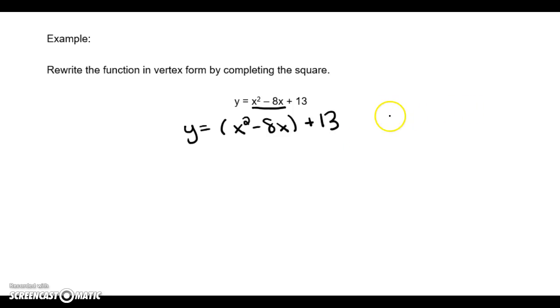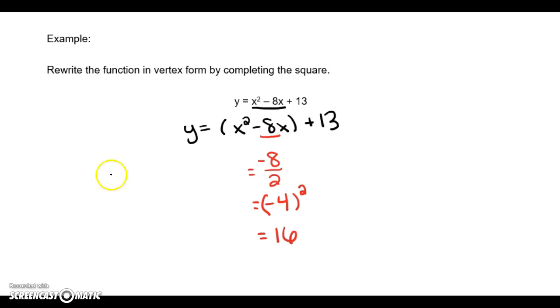Then our next step says to add and then subtract the square of half of the coefficient of the x term to create a perfect square trinomial. So essentially, we take a look at that b value. So here we have negative 8. We're going to cut that in half, so negative 8 divided by 2 is equal to negative 4. And then we square it. So square negative 4, and what we should get is 16.